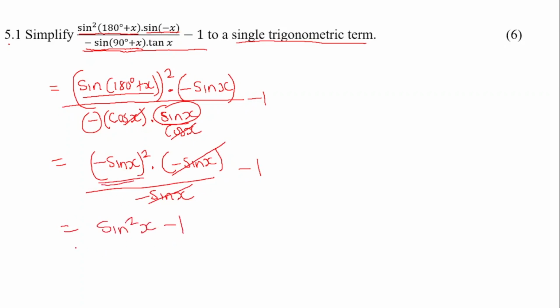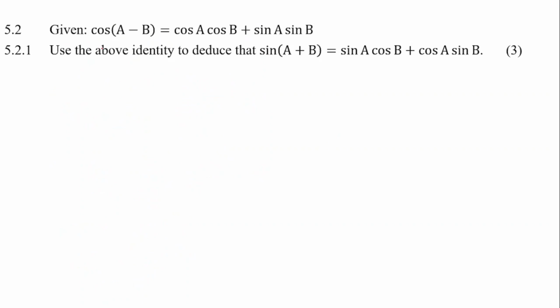And then remember, we can factor out negative 1 so that it becomes 1 minus sine squared x, isn't it? So we can factor out negative 1 here, and then it becomes what? 1 minus sine squared x. And then what is 1 minus sine squared x? Remember, we want a single trigonometric term, so this is just the same as negative cos squared x. Remember that 1 minus sine squared x is cos squared x, 1 minus cos squared x is sine squared x. Just remember that. Right, 5.2.